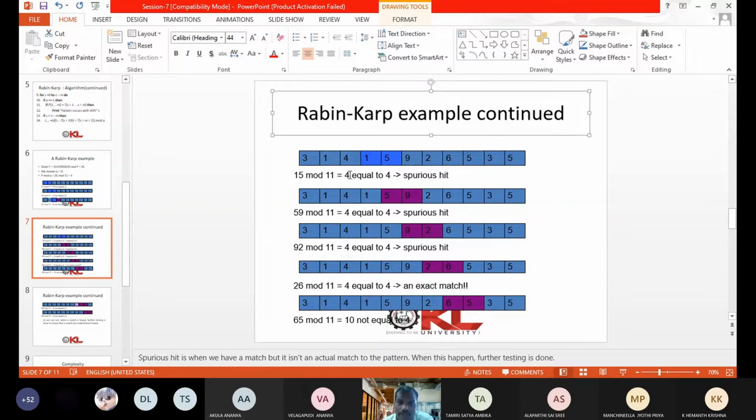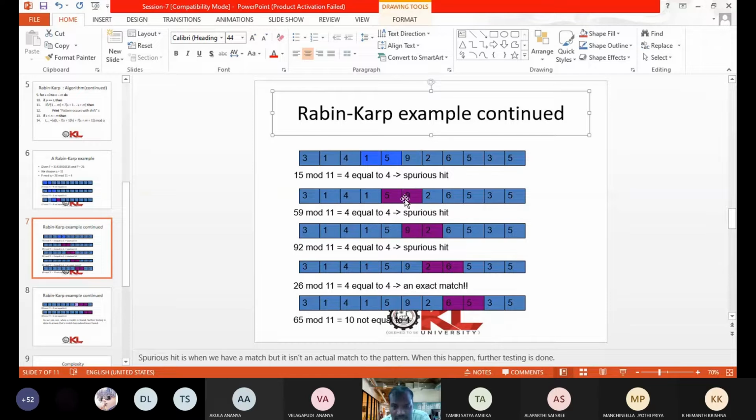So what we do is, when the hash value is the same, we try to compare each and every character. Earlier, when the hash value was not the same, we just slid and moved forward. But when the hash value is the same, we need to find out whether it is a spurious hit or not. If it is a spurious hit, just slide once again. If it is not a spurious hit, then it is an actual match, and your answer is found. Since here it is a spurious hit, just slide.